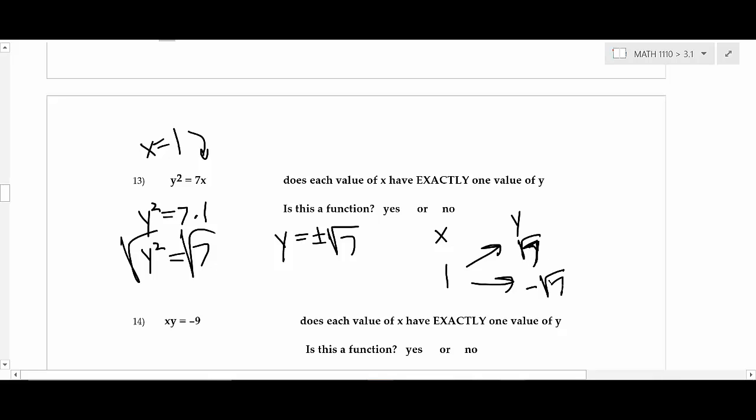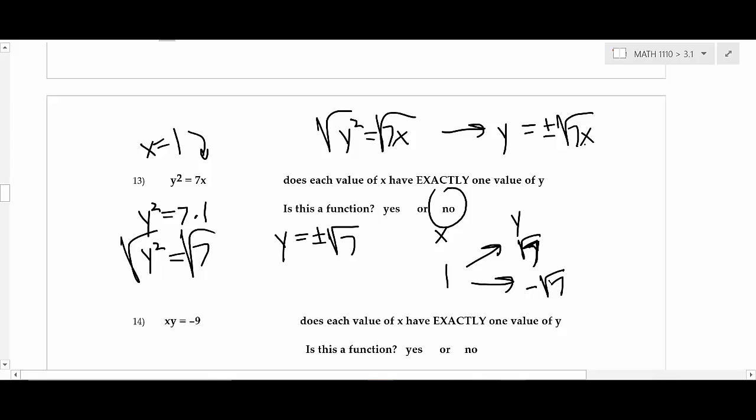So what's the reason why it's not a function? A lot of times it depends on the equation and how you set that up. The other thing that you could do on this problem is take the square root of both sides at the beginning, and what you would get is y equals plus or minus square root of 7x.